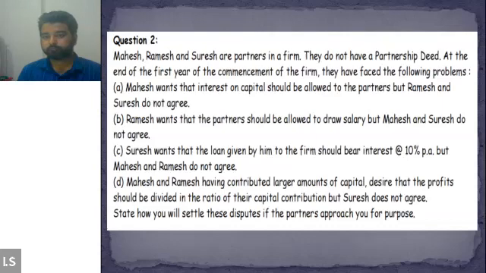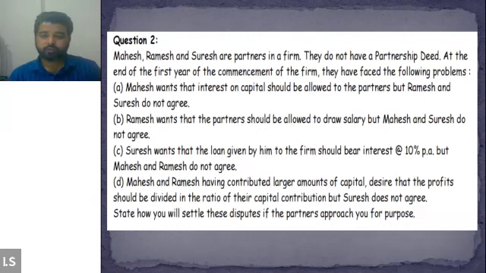No, sir, because we need to have the partnership deed regarding interest on capital. Since there is no agreement regarding payment of interest on capital, he cannot claim the interest on his capital contribution.